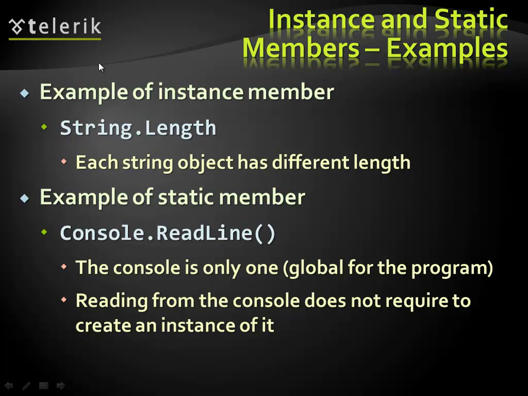So here are examples that we've seen already. We have the length property of a string, that's an instance. And we have the Console.ReadLine or WriteLine or all the functions of the console that you've been using. Since Console is the name of the class, it is global to the program, and we don't need an instance here. We are calling a static method actually.